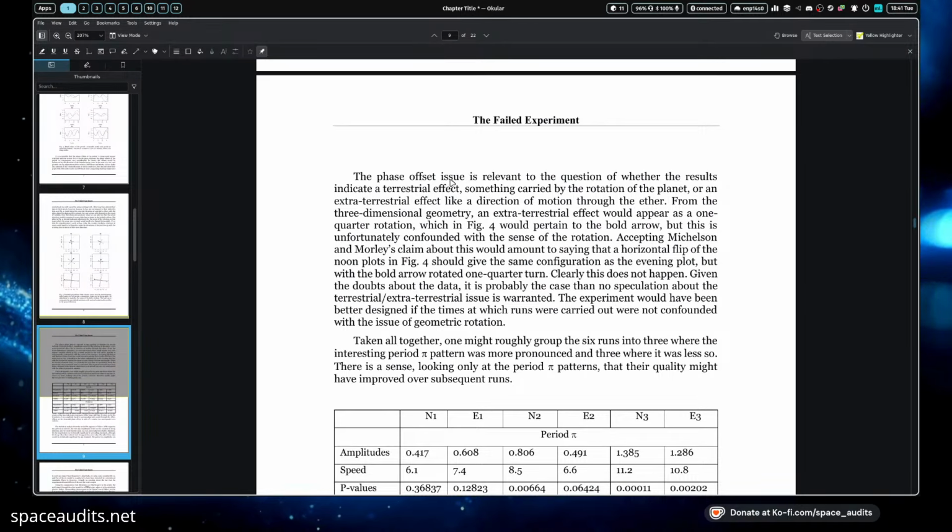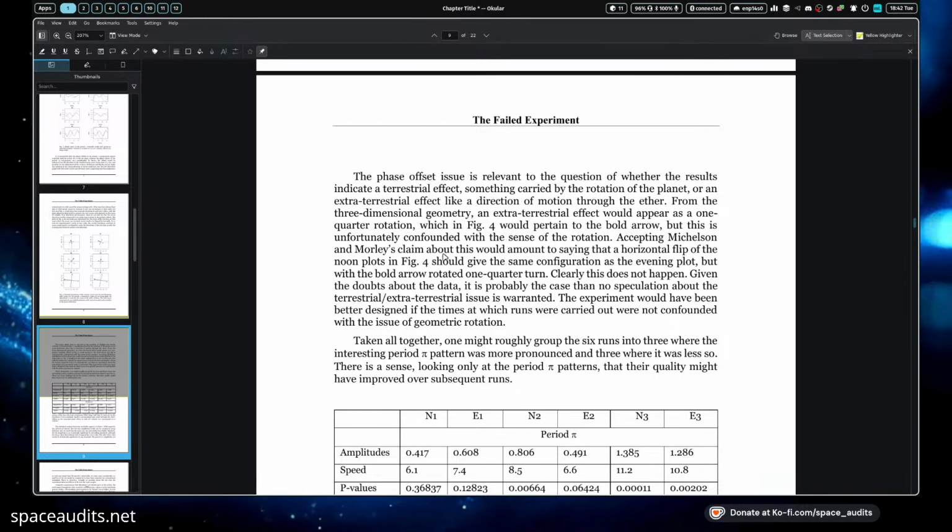The phase offsets issue is relevant to the question of whether the results indicate a terrestrial effect, something carried out by rotation of the planet, or an extraterrestrial one, caused by the direction of motion through the ether. From the three-dimensional geometry, the extraterrestrial effect would appear as a 1/4 rotation, which in figure 4 would pertain to the bold arrow, but this is unfortunately confounded with the sense of rotation.